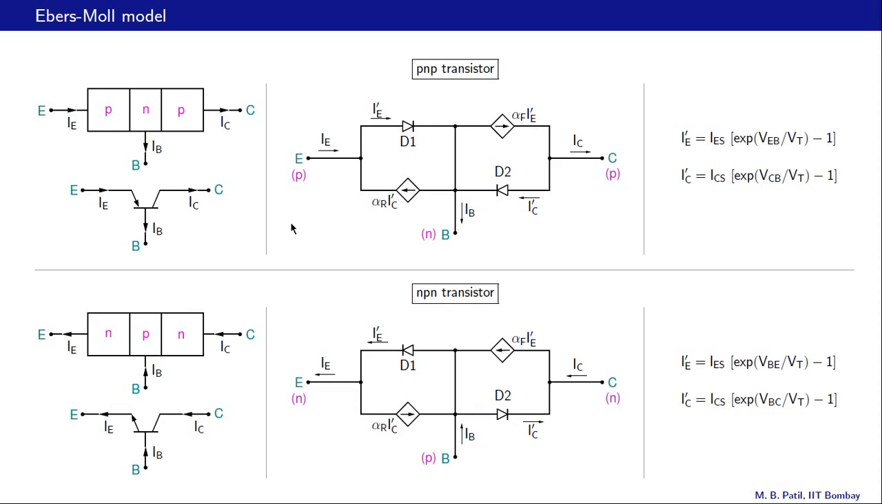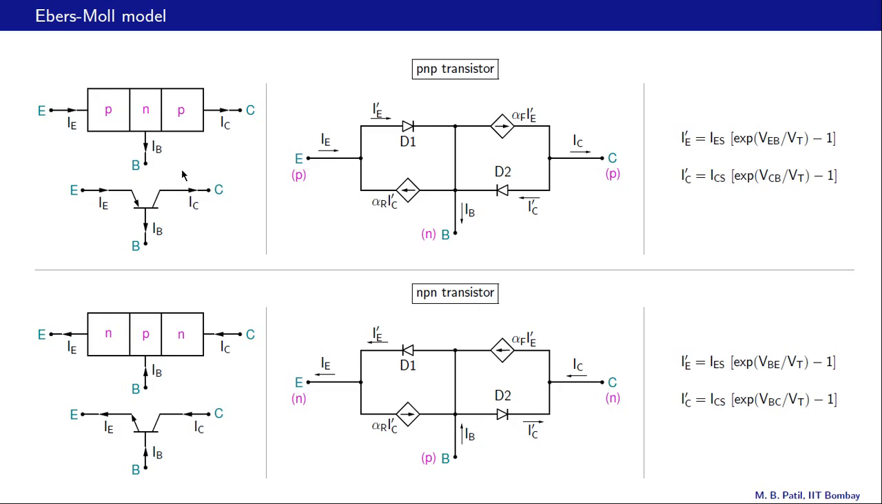Here is the summary of what we have said about the Ebers-Moll model, and we also show the NPN Ebers-Moll model in this figure. For the PNP transistor, the emitter current is into the device, the collector current is in the same direction as the emitter current, and the base current is out of the device. And if we write KCL, we get IE equal to IB plus IC with all plus signs.